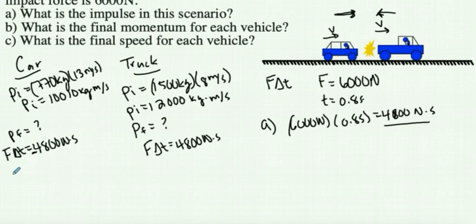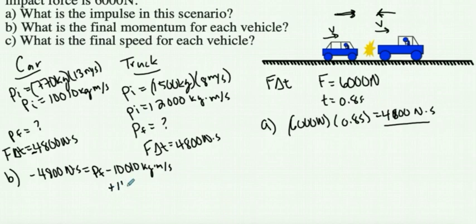So let's find the final momentums here with these impulses that we have. So for B, I have an impulse of negative 4,800 for the car, and that's Newton seconds. Initial momentum is, we need final momentum here. Final momentum minus initial, so that's 10,010 kilograms times meters per second. So we're just going to add 10,010 to both sides.